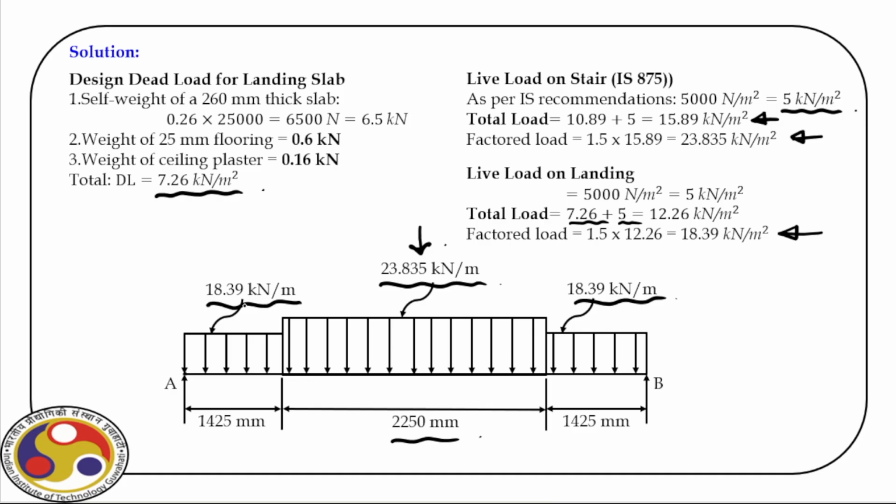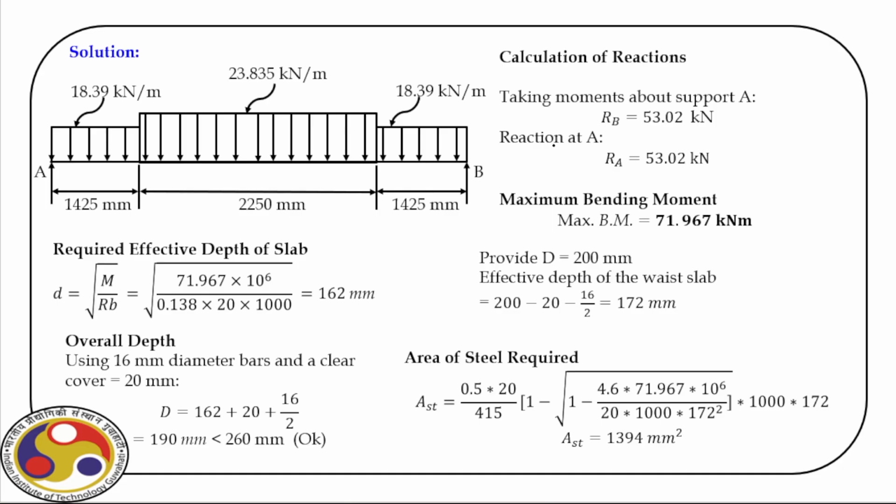Now this is a simply supported beam, so we can find out the reactions at end A and at end B. RA is 53.02 kilonewton. RB is also 53.02 kilonewton, because this is a symmetric structure with symmetric loading. Then we can find out the maximum bending moment, which will occur at the middle. So the maximum bending moment is 71.967 kilonewton meter.